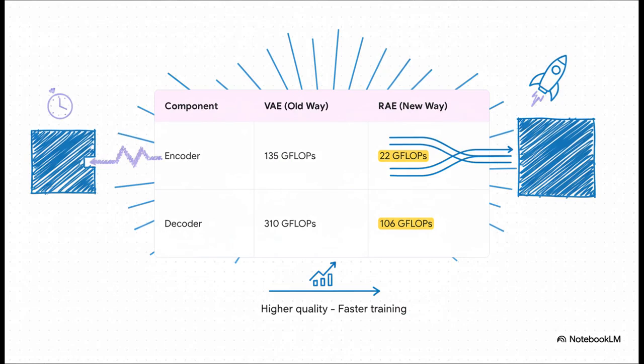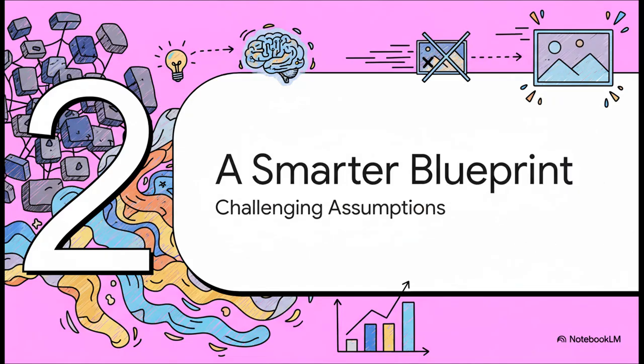And here's the kicker, the part that's just wild. Not only is the old VAE blueprint lower quality, it's also way more expensive to make. This table shows the computational cost. Just think of it as pure processing power. The new RAE encoder is 6 times cheaper to run. The decoder, 3 times cheaper. We were literally paying a premium for a worse product. Crazy, right?